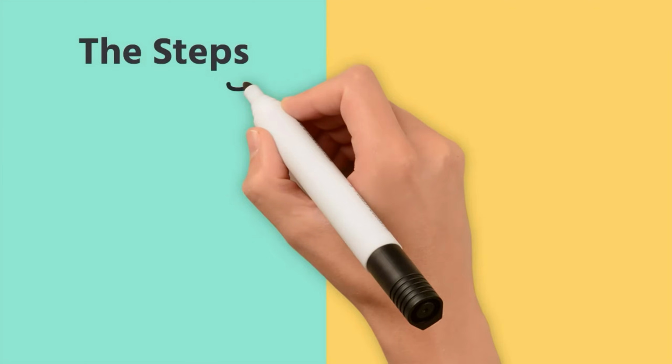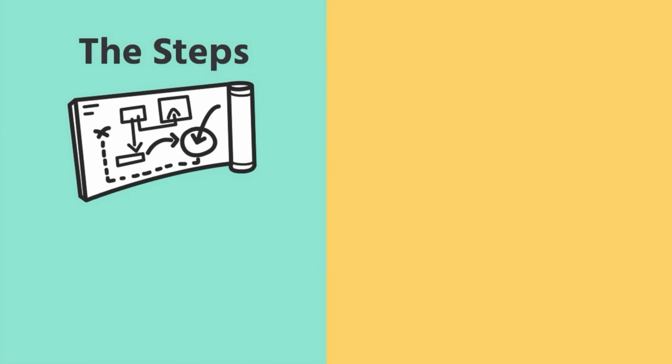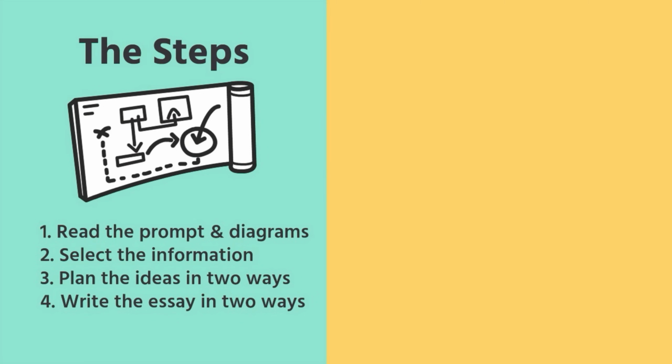Last, to sum up, in this video we discussed the writing stages and tips for map questions. First, the steps. Read the prompt and the diagrams. Select the information, plan the ideas in 2 ways, write the essay in 2 ways.